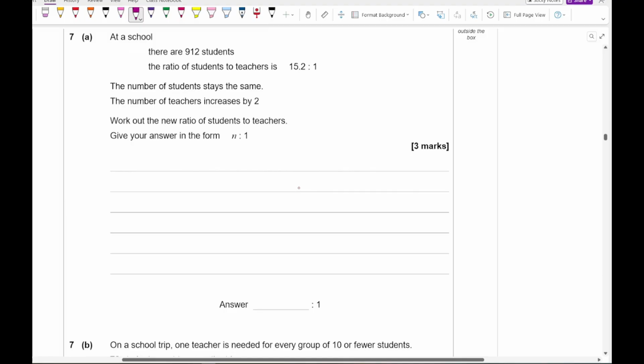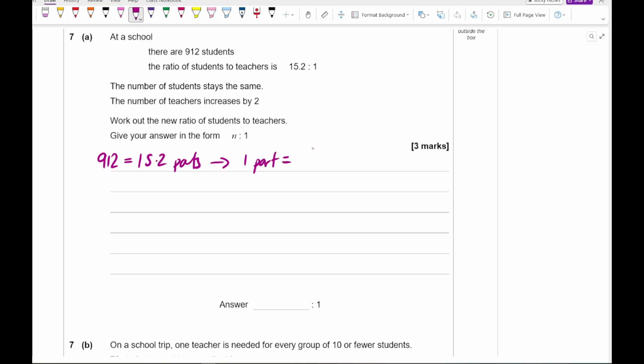Then moving on to question 7, it says at a school there are 912 students. The ratio of students to teachers is 15.2 to 1. The number of students stays the same, but the number of teachers increases by 2. Work out the new ratio of students to teachers, giving our answer in the form of n to 1. So the first thing I need to do is work out how many teachers there are. So if 912 equals 15.2 parts, then one part is going to equal 912 divided by 15.2, and that gives me a total of 60 teachers.